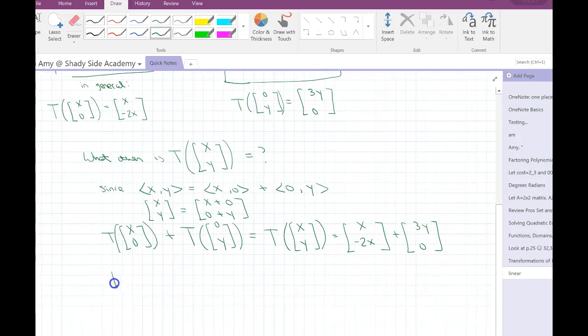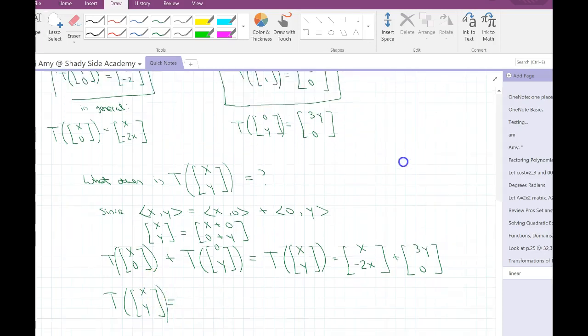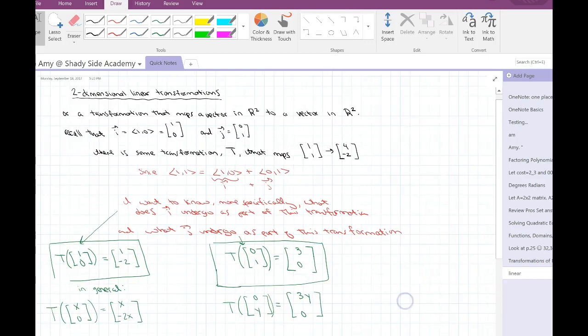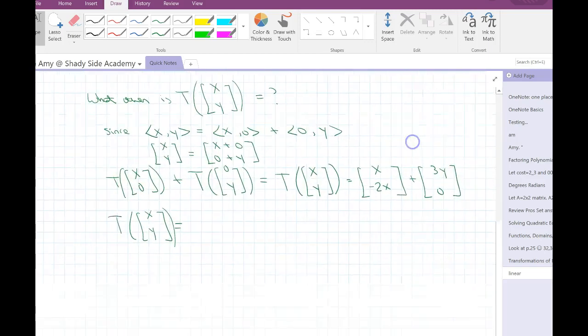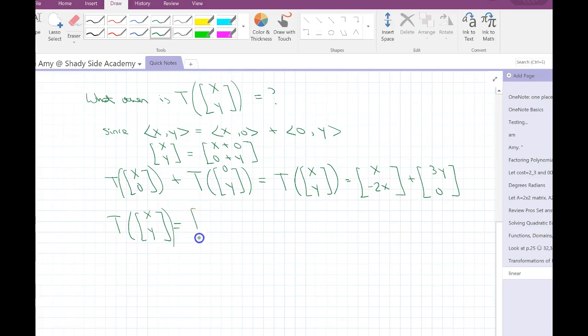I have found that the transformation that I could apply to any vector that would yield the relationship from up here is the following. Oh no. Is this x plus 3y, negative 2x? Okay, let's check. Let's just check.